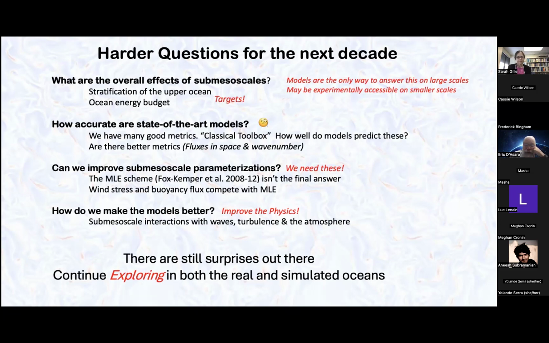And that seems to me to be the place where the models are pretty deficient now, and there's lots of room for improvement. And just a final thing, there are still surprises out there. There's lots of room for exploring in both the real and the simulated oceans. And so maybe it shouldn't all be that directed. There's new things to just see by looking hard.